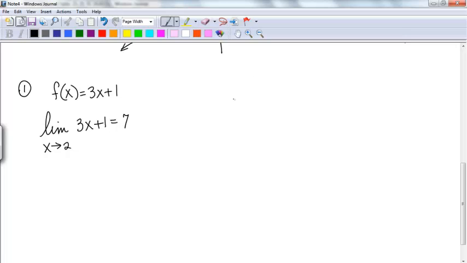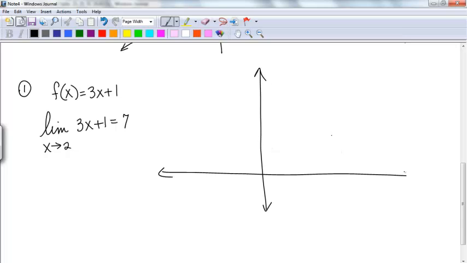So, let's do a picture of this. It would go through y equals 1, and the slope is 3. I'm not going to do an exact graph. Just do a, okay, that's y equals 3x plus 1. And pick a point up here. This is not an exact graph. Let's say this x value is 2, and this limit then is 7.